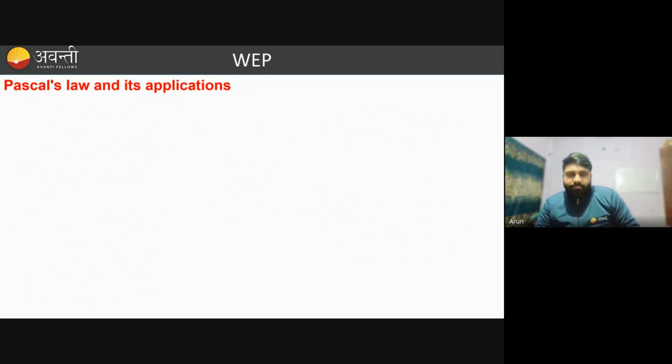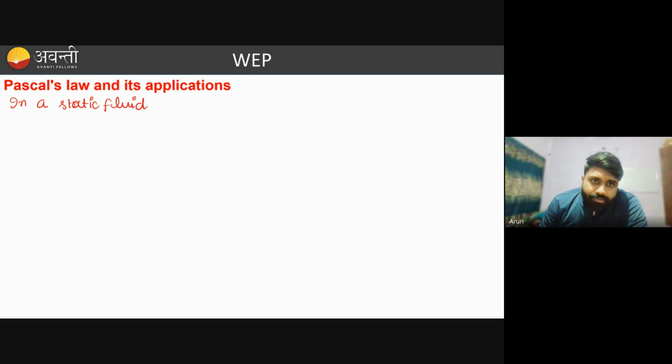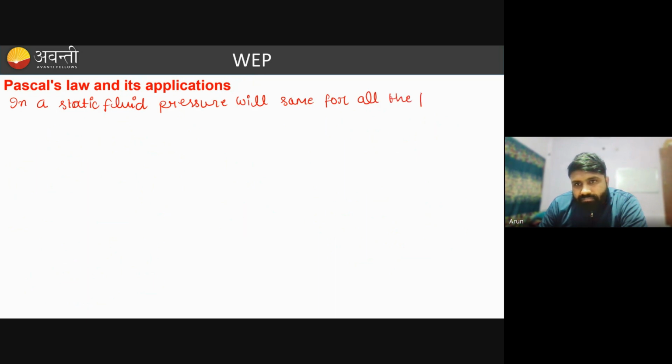Okay. Now, Pascal's law in application. Pascal's law is very simple. It states that in a static fluid, pressure will be same for all the points at same level.